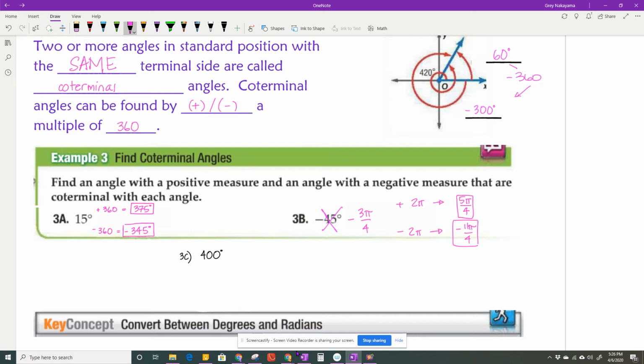Okay, now notice this one. Find an angle. In each of these examples we have added and subtracted 360 or 2 pi. Sometimes you have to go in the same direction twice, which is what I did up above. Find an angle that's positive. Well, if I subtract 360, I get 40. But if I add 360 to that number, I still have a positive one. So to get the negative, I actually have to just subtract 360 twice.